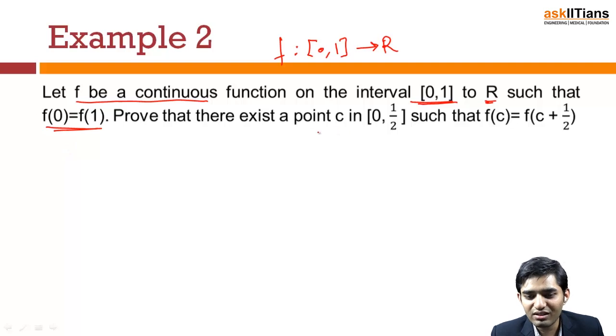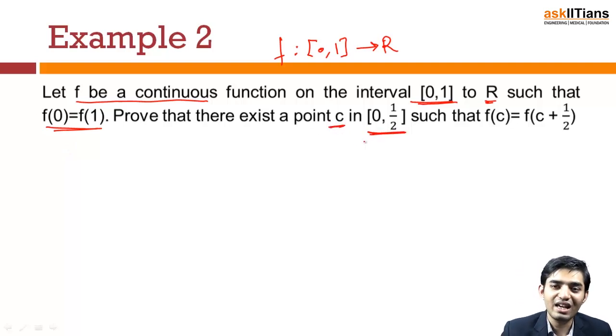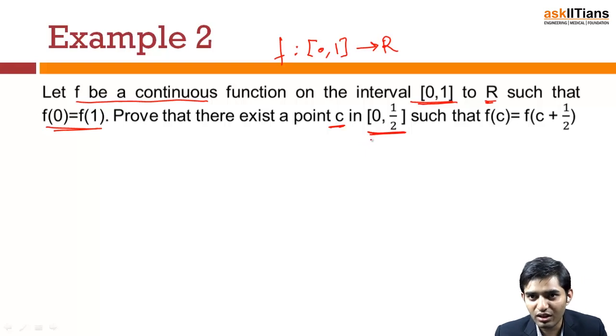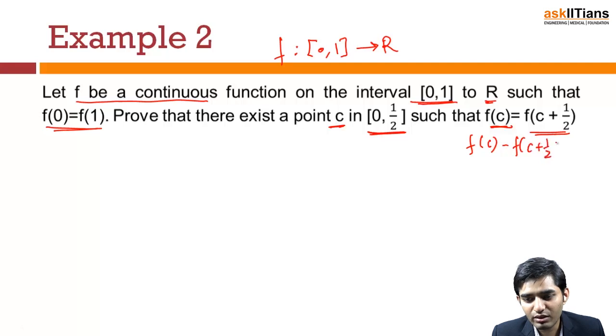Prove that there exists a point c in this interval. Now we have to prove that c exists in the interval 0 to half, not 0 to 1, such that f(c) is equal to f(c plus half). Now take everything to the left hand side. Now assume another function, g(x) is equal to f(x) minus f(x plus half).